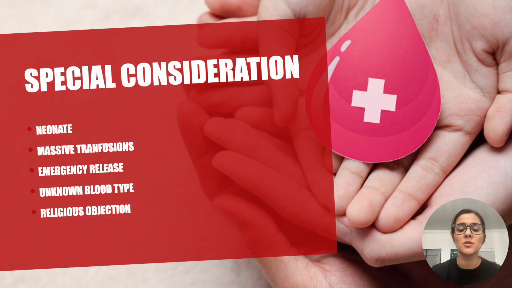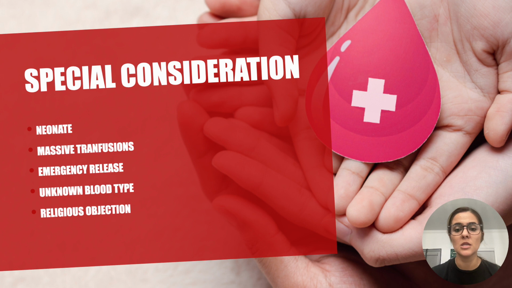Some special considerations, some special populations that we have to think about. You have your neonate, your massive transfusions, your emergency release, if you don't know a patient's blood type, and some religious considerations too. So with a neonate, what changes for this population? Really all it is is the volume. You're not going to receive anything less than a whole unit of blood to administer. So knowing what is ordered and the amount ordered is very important so that you put it into your IV pump appropriately, especially in your babies.